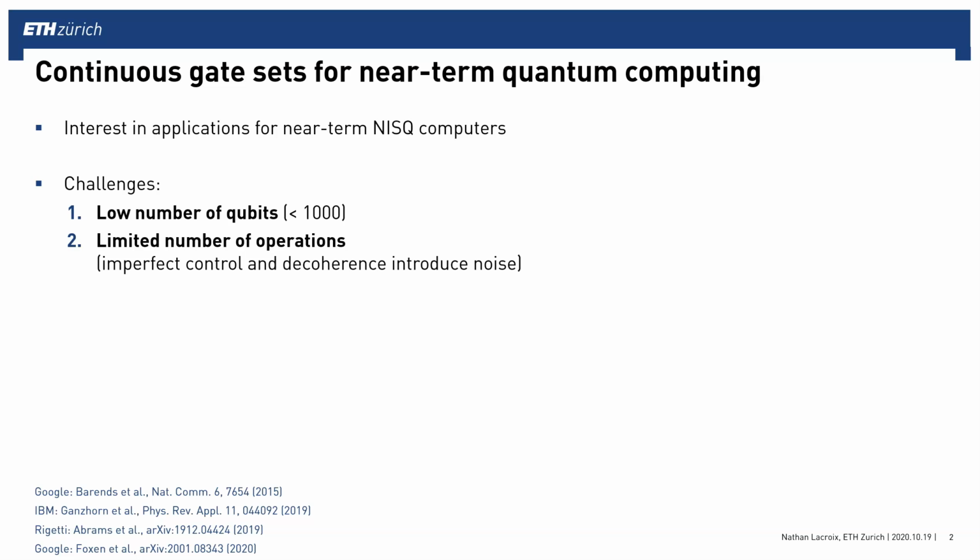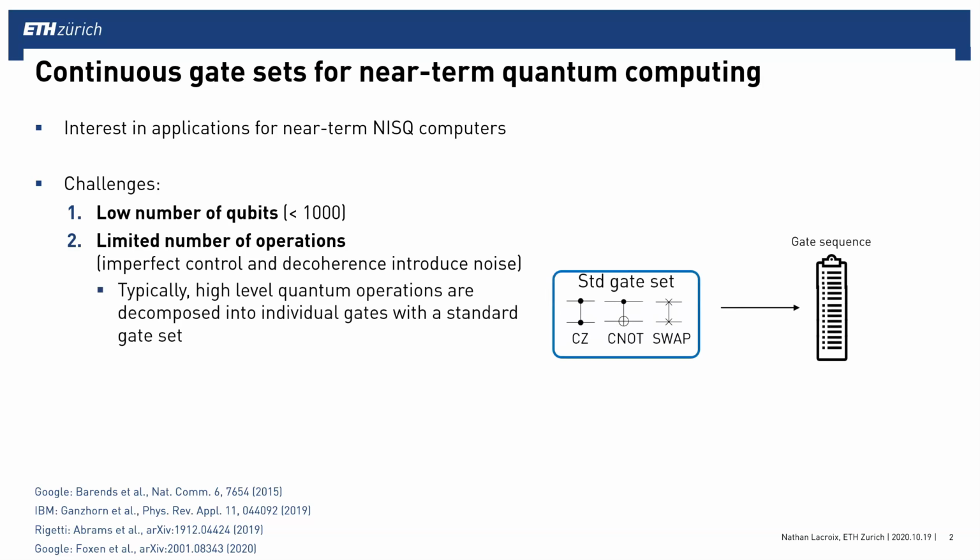quantum hardware. And this is because we do not have quantum error correction, and therefore imperfect control and decoherence introduce noise. This is especially harmful in cases where high-level quantum operations are decomposed into a longer sequence of gates that can actually be run on the quantum computer.